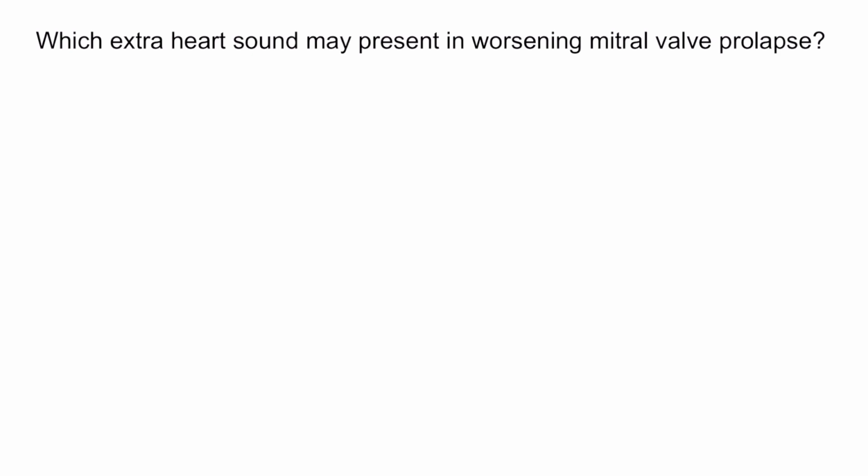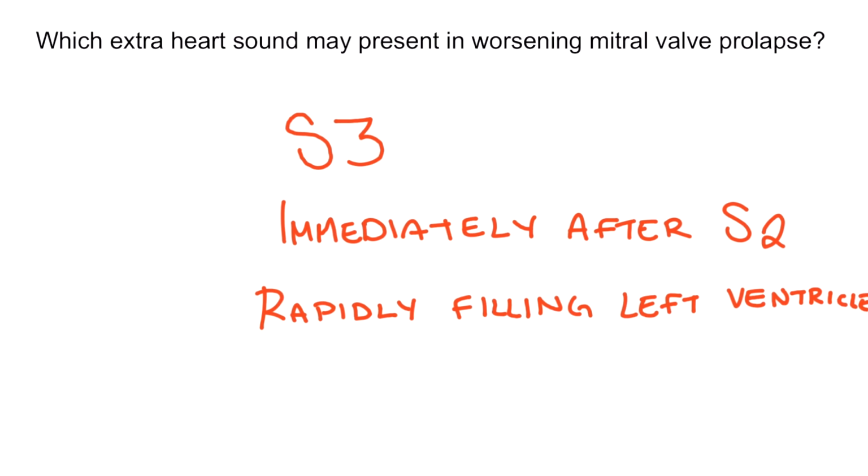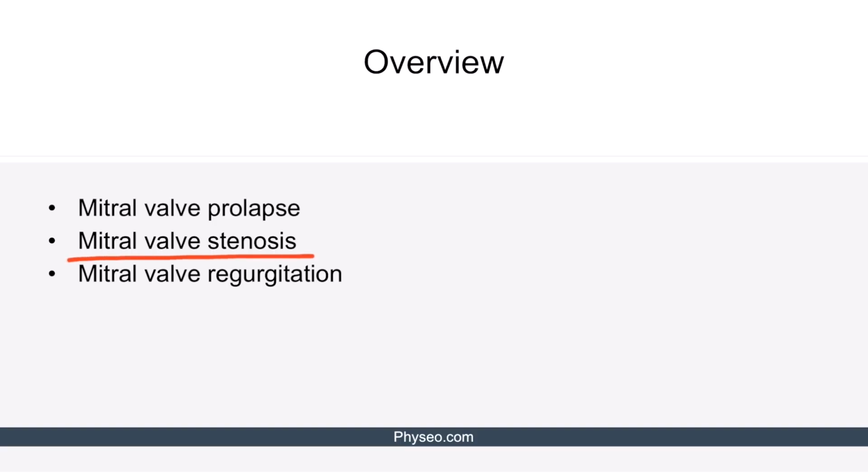Which extra heart sound may present in worsening mitral valve prolapse? An S3 heart sound can develop as a result of left ventricular volume overload if mitral valve prolapse progresses to mitral regurgitation. S3 is typically heard immediately after S2 during early diastole and may be described as a low-frequency sound. It typically reflects an increase in the atrial pressures leading to increased flow rates of blood filling the left ventricle. Think of it as a large amount of blood entering the left ventricle rapidly, striking against a very compliant left ventricle. Let's move on to mitral stenosis, our next condition.